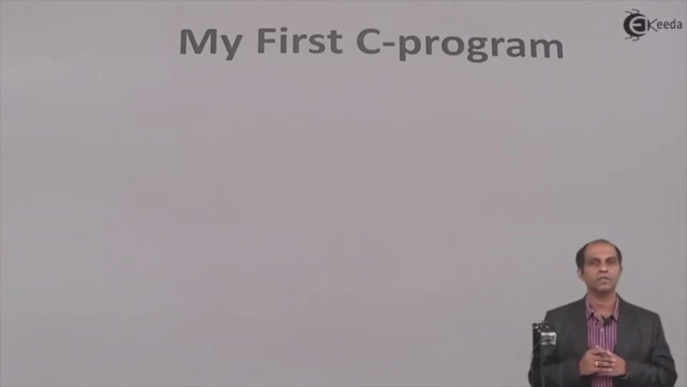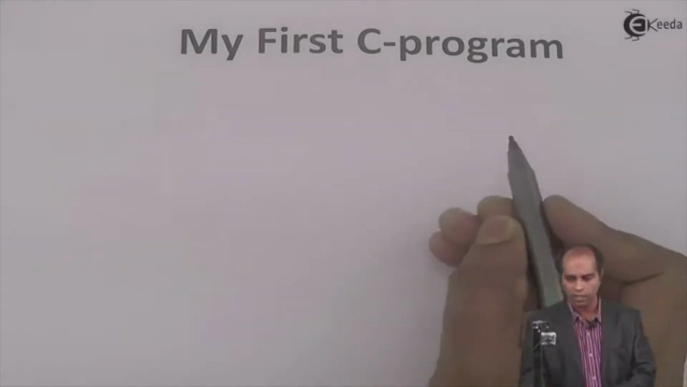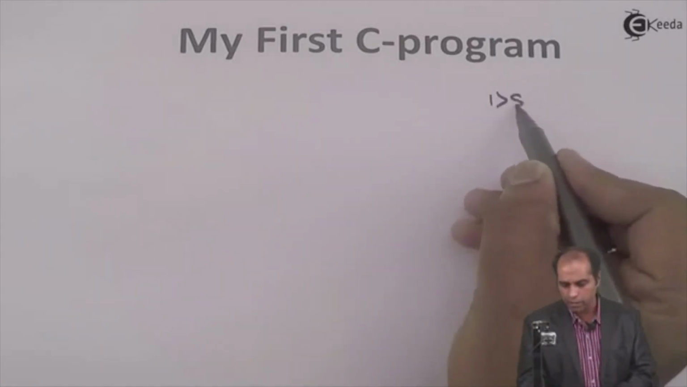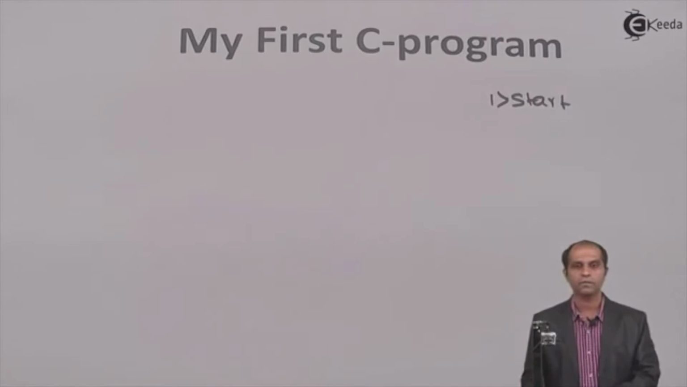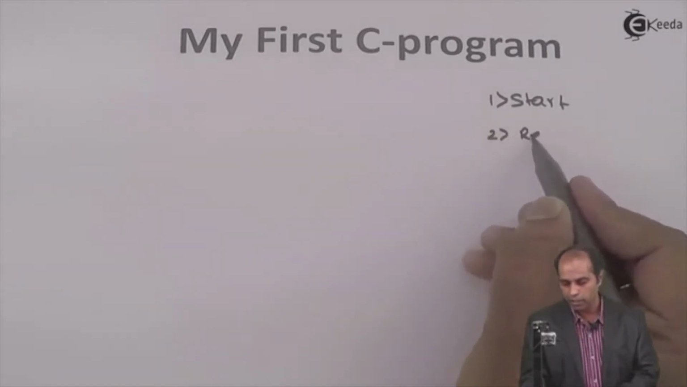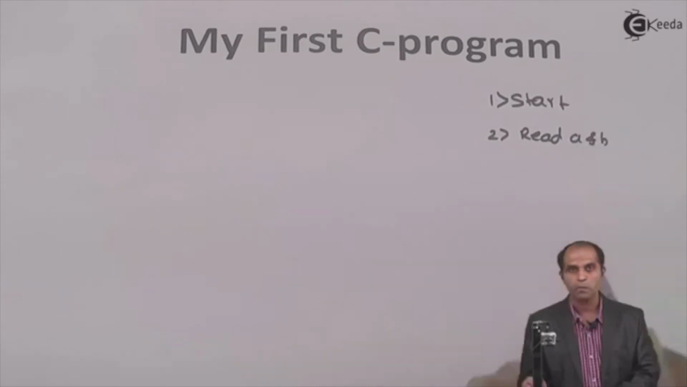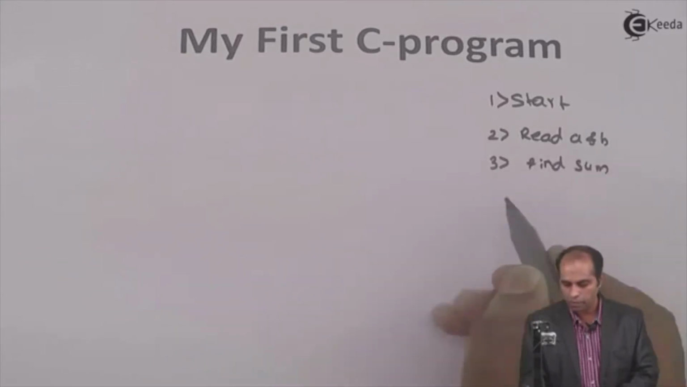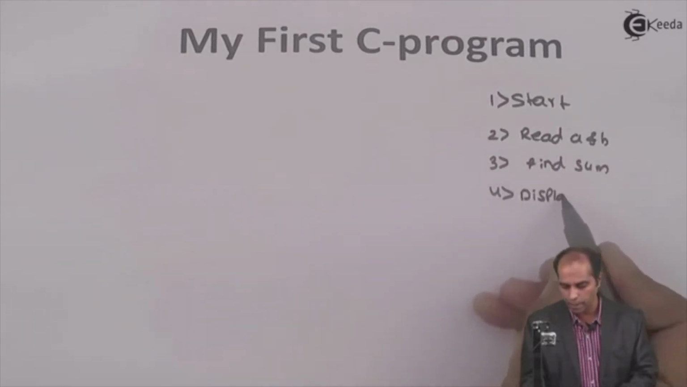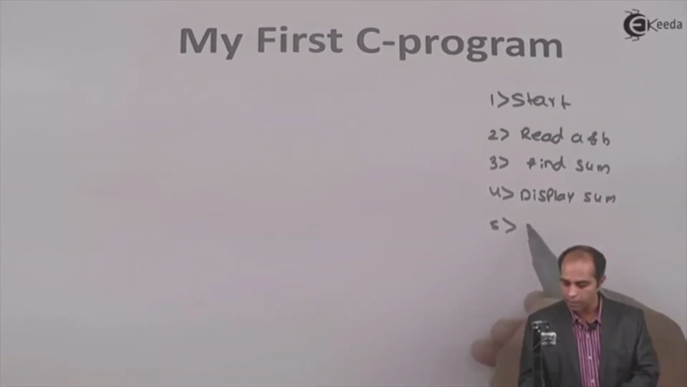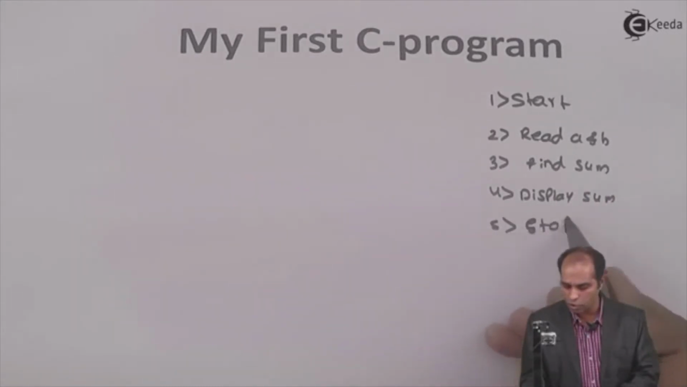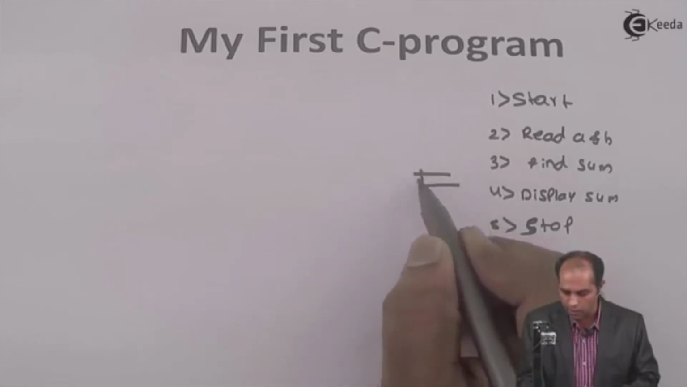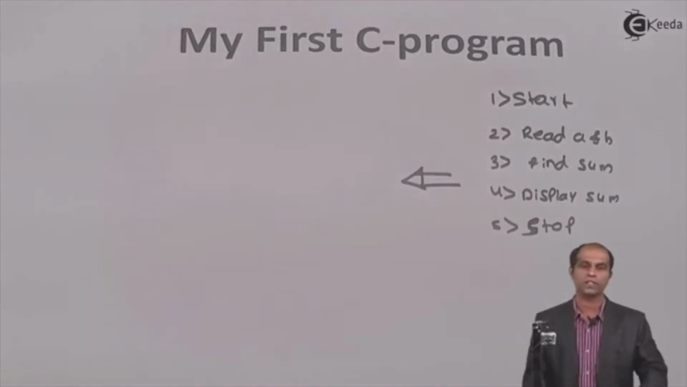If I ask you to describe the algorithm for this, I'll write the algorithm at one end and translate this algorithm to a program. As usual, our algorithm says you are supposed to start at the beginning. Then we are supposed to read A and B, the two numbers. Find the sum. Fourth step, display the sum. Fifth step, end this particular task, or say stop.